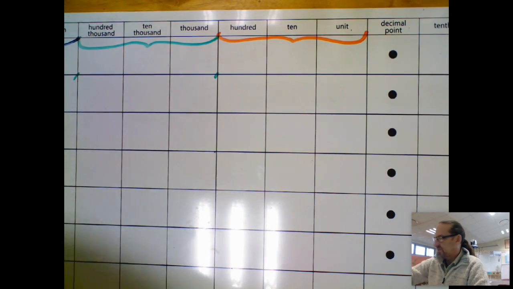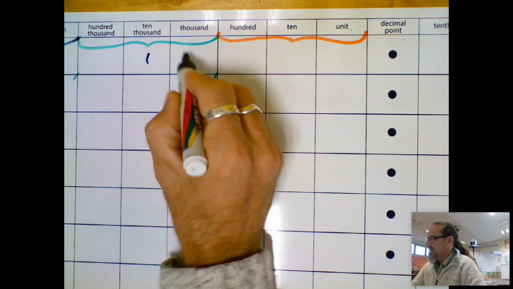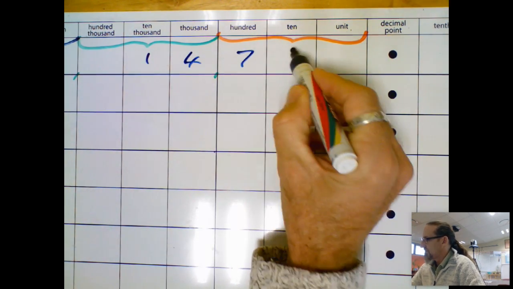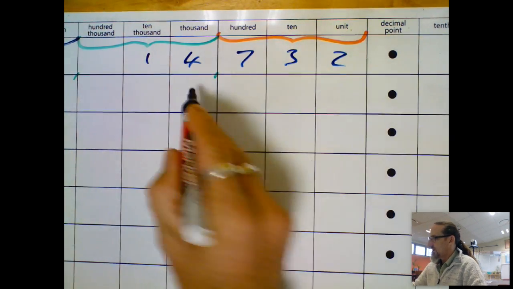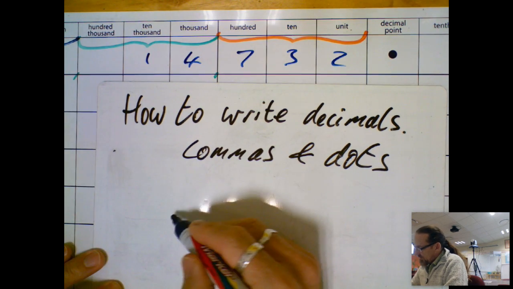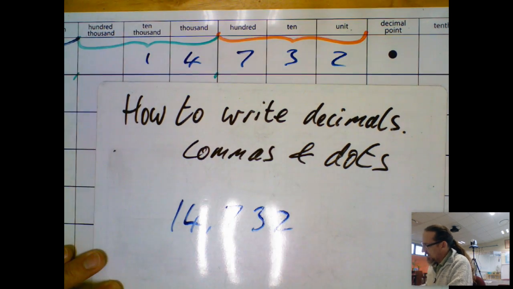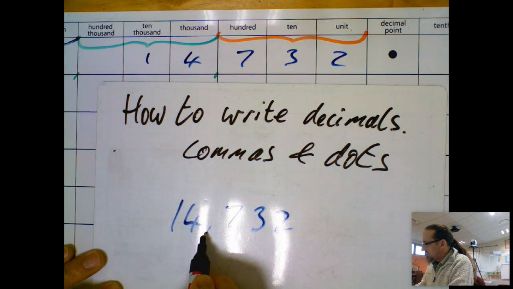So we can put some random digits in here now. Let's have 14,732. There you go. And so if you were writing that without the help of the place value chart, we've got 14,732, okay? And I'm using a comma here.